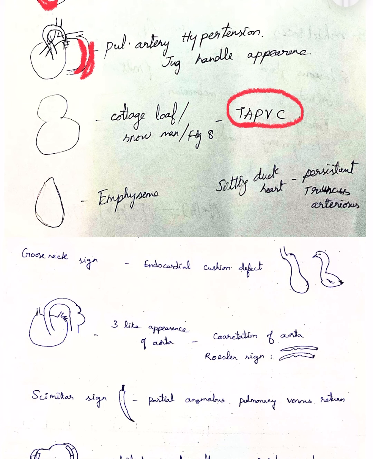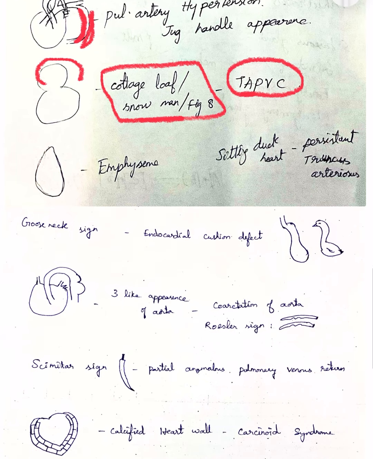Usually the pulmonary vein opens at the left atrium. In case of total anomalous pulmonary venous communication, the pulmonary vein crosses the heart and opens into the right atrium. So it appears like an encirclement of the heart, and that gives rise to the head appearance in case of snowman. So this gives rise to a cottage loaf or a snowman or a figure of 8 appearance in case of total anomalous pulmonary venous communication.